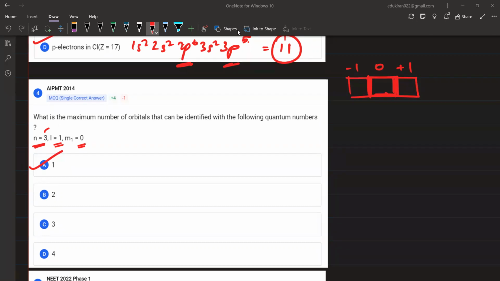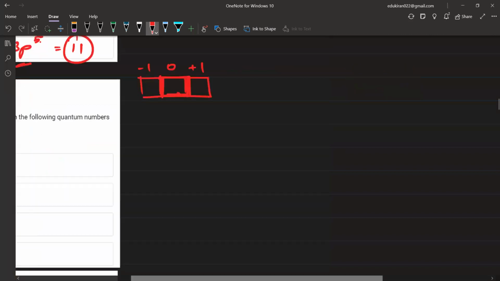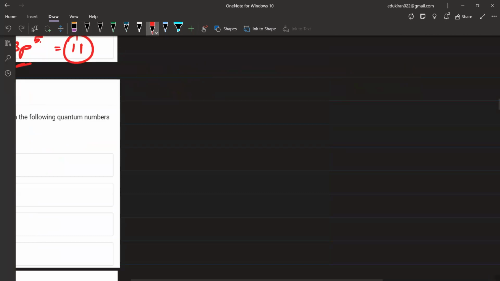So what does this -1, 0, and +1 represent? There are different levels of information that we can get about the position of an electron, the address of an electron. As you know, principal quantum number n tells you about the shell number, right? Yes, sir, shell number. Then we have l, that is the azimuthal quantum number.